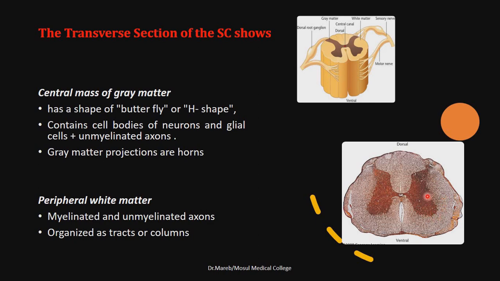Now this is the gray matter. It is H-shaped. It has projections, and these projections are called horns. It consists of cell bodies of the neurons, glial cells, and unmyelinated axons. While here, the white matter contains myelinated and unmyelinated axons, organized as tracts or columns.